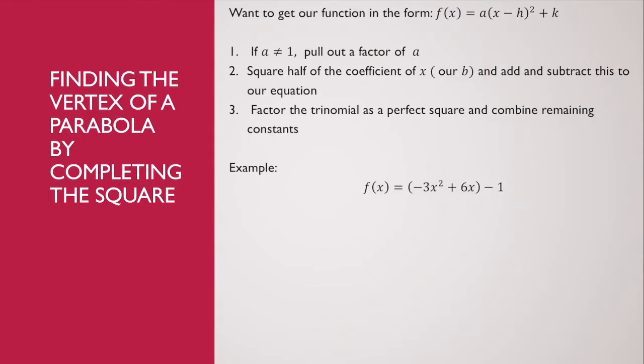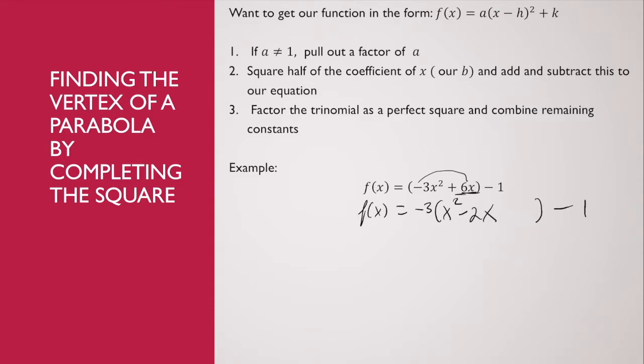So what we want to do is we want to get our function into vertex form. So if a doesn't equal 1, we're going to pull out a factor of a. So I'm going to go ahead, I have f of x equals, we'll just ignore this constant, -3 times x squared minus 2x. I pulled out a factor of -3. -3 times -2 gives me a positive 6. I've got my -1 over there.